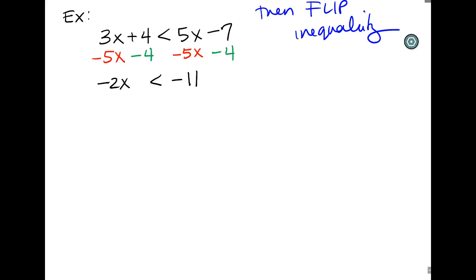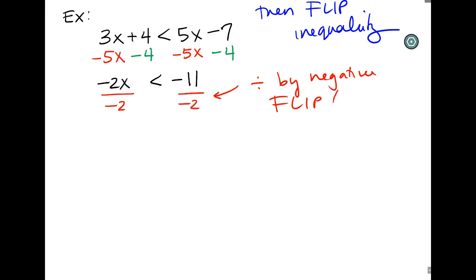And then we get to this point, and we go, oh, we need to get rid of this negative 2. But this is where we just divided by a negative. This is where we need to flip our inequality. So we're going to cross this off, and we're going to go ahead and make that a greater than. And now we have x is greater than 11 over 2.